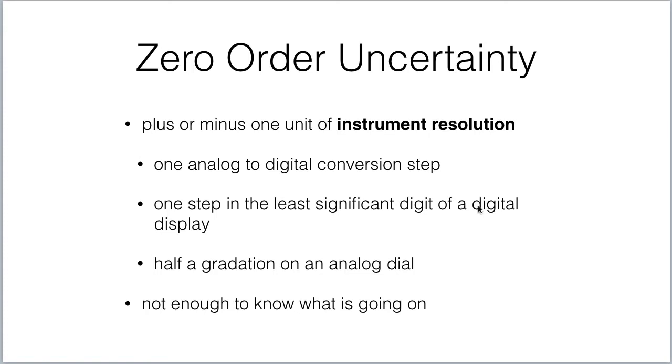If we've got a digital display, we'll use 1 step in the least significant digit of that digital display. Or if we've got an analog dial, we'll use half a gradation on that analog dial, if we've got something old-fashioned like a meter with a needle on it or a pressure gauge. This 0 order uncertainty is not enough to know what's going on. It's just a resolution measurement, but we can never have a better measurement than the resolution of our system.